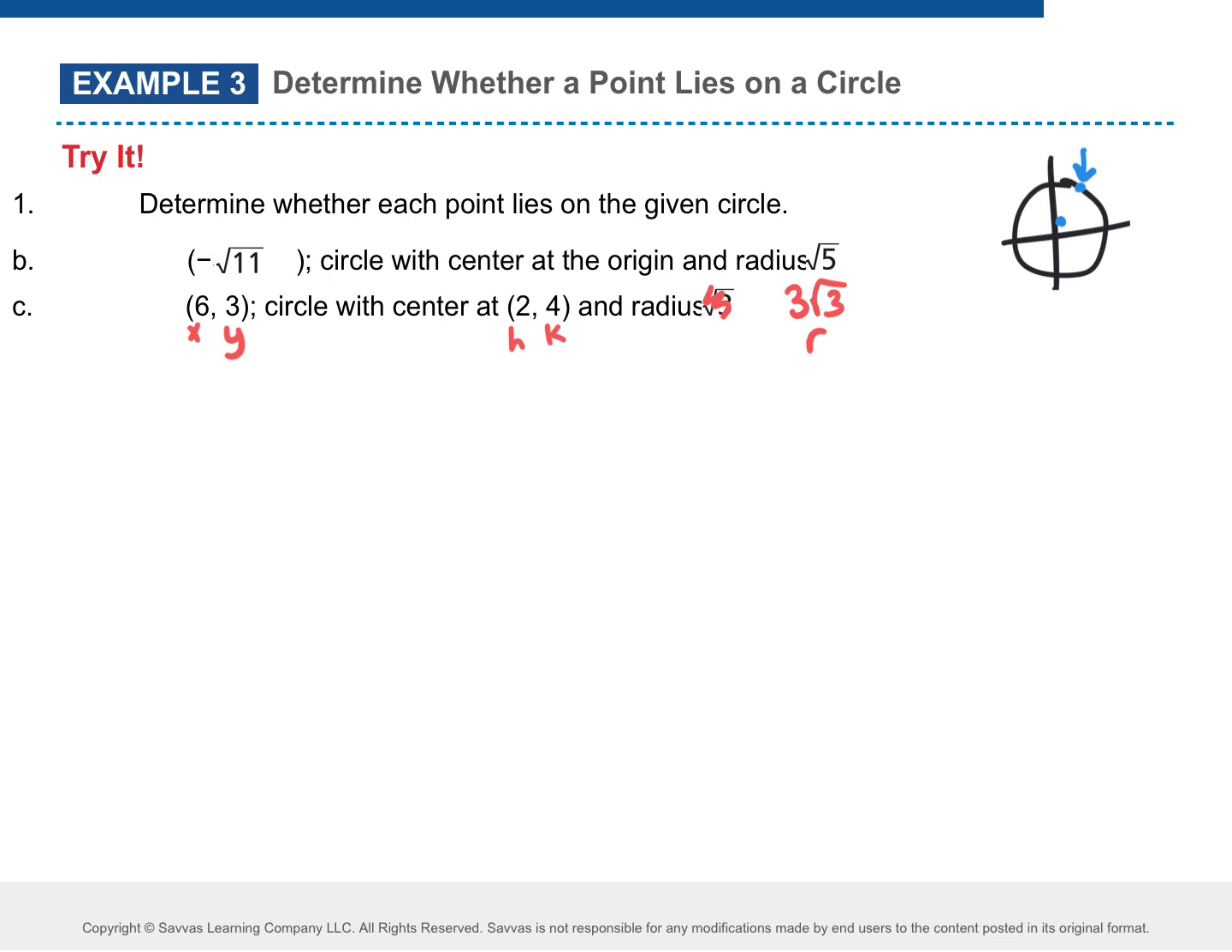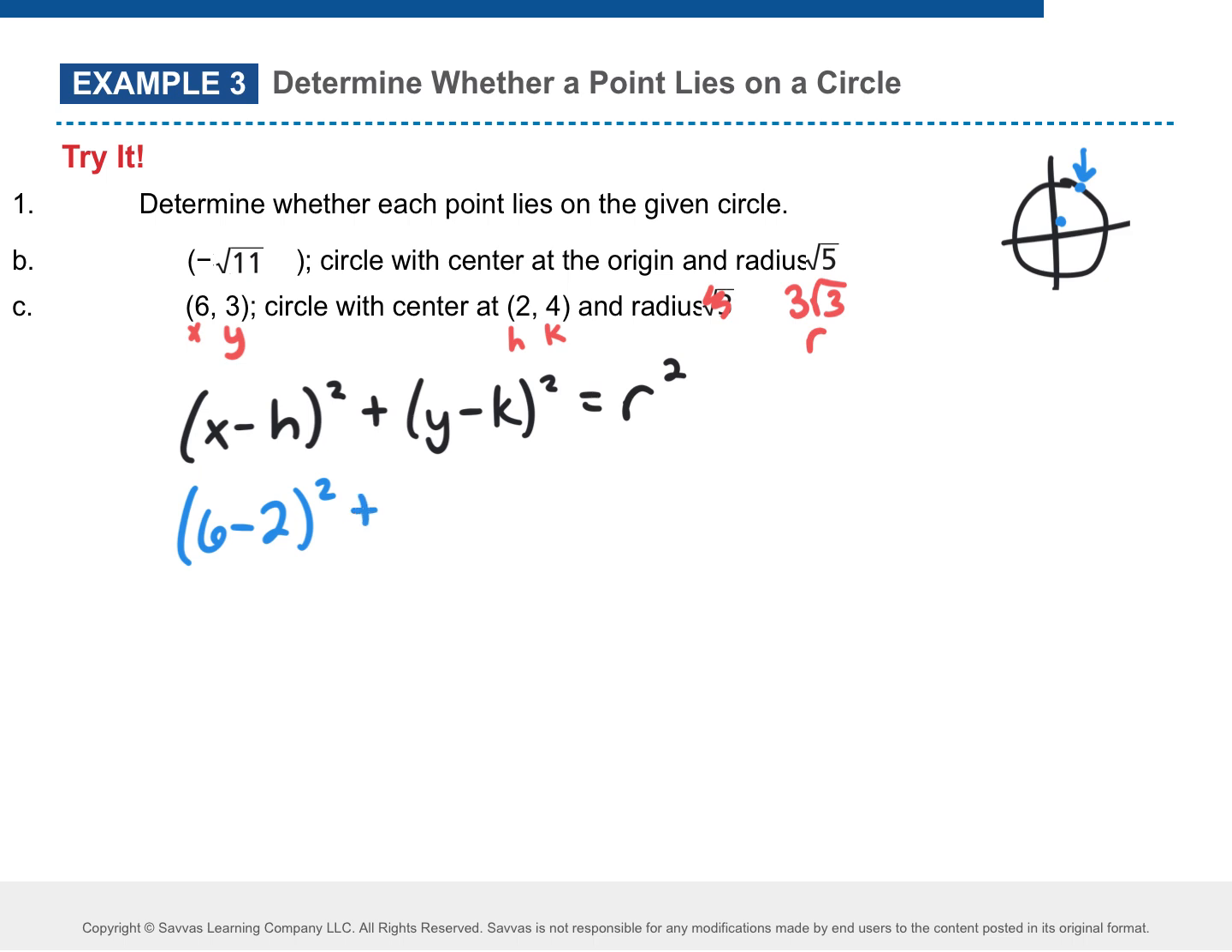What do you think we do with all of that? We're going to plug all of it into the equation. Okay, so I'll write the equation here again. We have x minus h squared plus y minus k squared equals r squared. Plugging in values, what's x? Yep, 6 minus 2 squared plus 3 minus 4 squared equals 3 square root of 3 all squared.